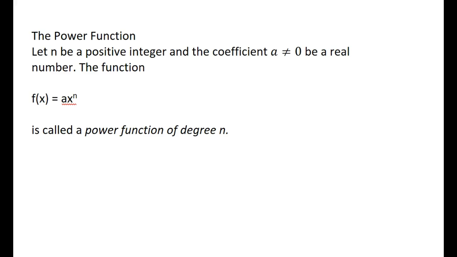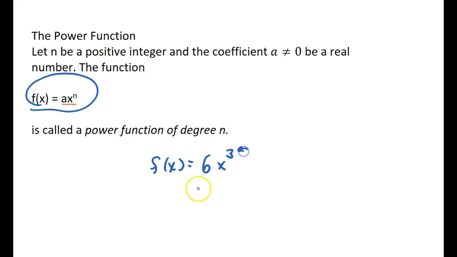One of the simplest polynomials we work with are the polynomials we call power functions, okay? So once again, if n is a positive integer and the coefficient is not equal to 0, then this simple little function, a number times x raised to a power, is called the power function of degree n. So for example, if I have f of x equals 6x cubed, well, that's a power function of degree 3.